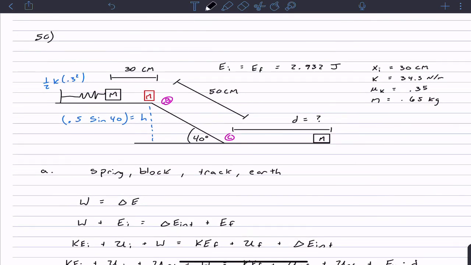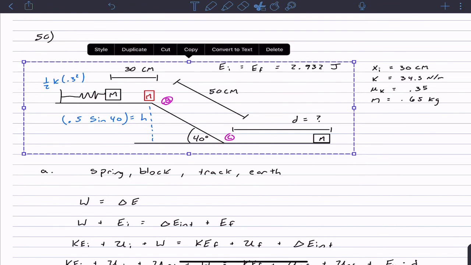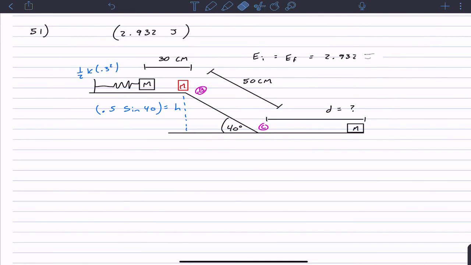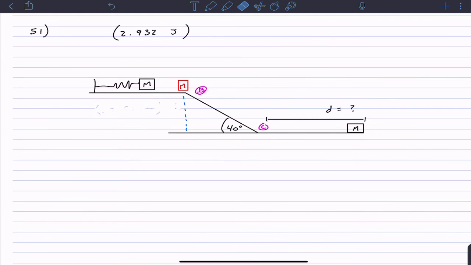Okay, I'm going to take this diagram here because I want to use it. Let's get rid of some of this extra stuff. We know that's 50 centimeters, we don't need that there. We know that's 30 centimeters, we don't need that there. We don't need that. We don't need this. We don't really need this, that's just extra. We know we want to find the distance. I'll leave that there, that's fine.